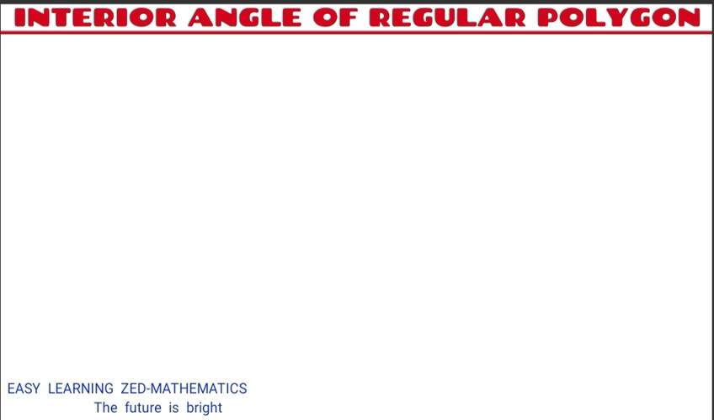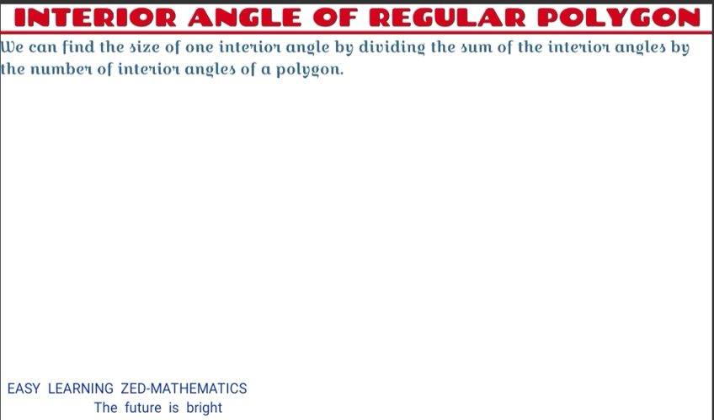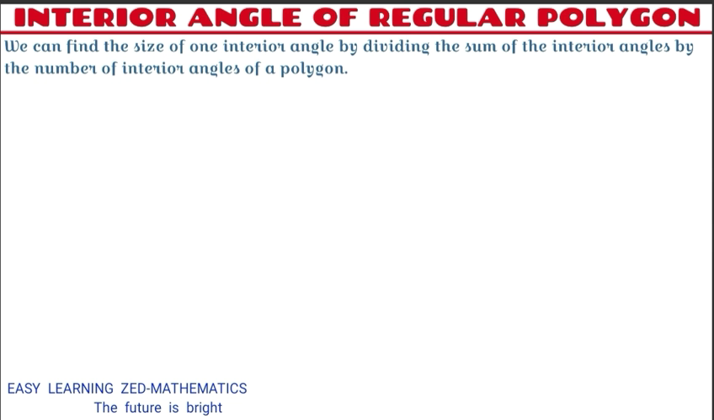To find the interior angle of a polygon, we can find the size of one interior angle by dividing the sum of the interior angles by the number of interior angles of the polygon. So we can find the interior angle of the regular polygon by dividing the sum of interior angles by the number of interior angles of the given polygon. So that's what you need to do.